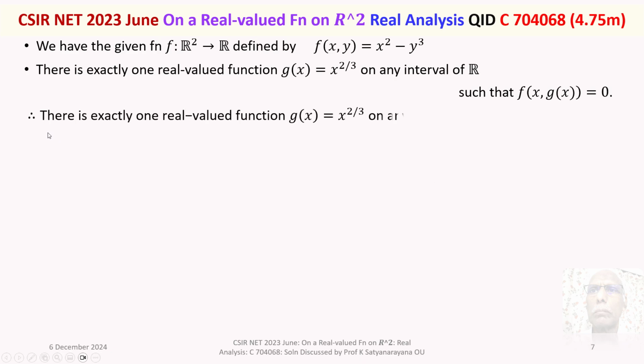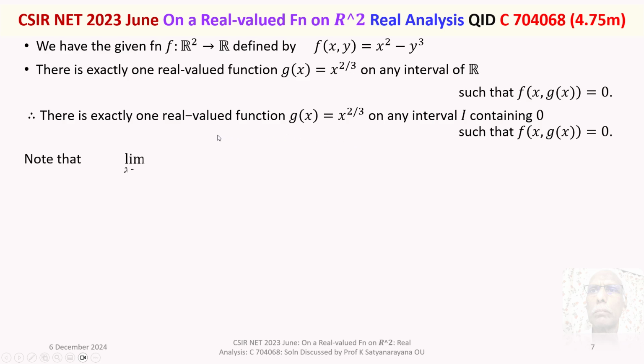So, we have proved there is exactly one real valued function g of x equal to x to the power of 2 by 3 on any interval I containing 0 such that f of x comma g of x is equal to 0. Further, this g of x is a continuous function. Now, we talk about its differentiability. x to the power of 2 by 3 is well known to be differentiable everywhere except at x equal to 0. So we talk about differentiability of g of x at x equal to 0.